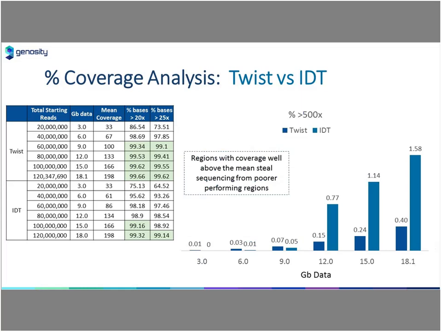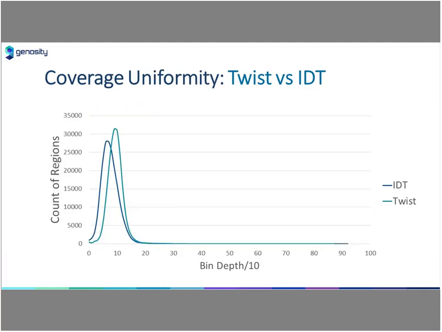what happens at the other end of the spectrum? Do we have any targets that begin to over-capture, over-sequence? And so that's what this data shows, that at some of these higher gig ratios where we need to get up to maybe 12 or 15 gigs to get 99% covered to 20x, we now start to sequence 1, 2% of our exome to well over 500x. And this has cost implications.